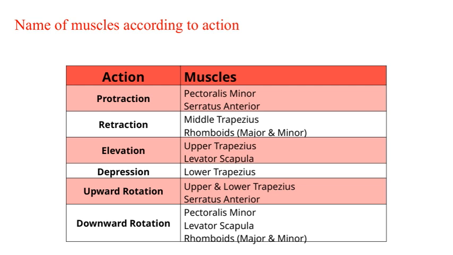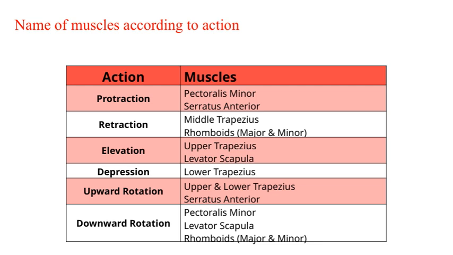When it comes to elevation, lifting the scapula upwards, the upper trapezius and the levator scapula are primarily responsible. These muscles elevate the shoulder girdle, such as when shrugging your shoulders. Depression, which involves lowering the scapula, primarily engages the lower trapezius. This action depresses the shoulder, like when you push down on a weight or lower your shoulders after shrugging. Upward rotation, the movement that lifts the arm overhead, involves the upper and lower trapezius along with the serratus anterior. These muscles coordinate to rotate the scapula upward, enabling full arm elevation.